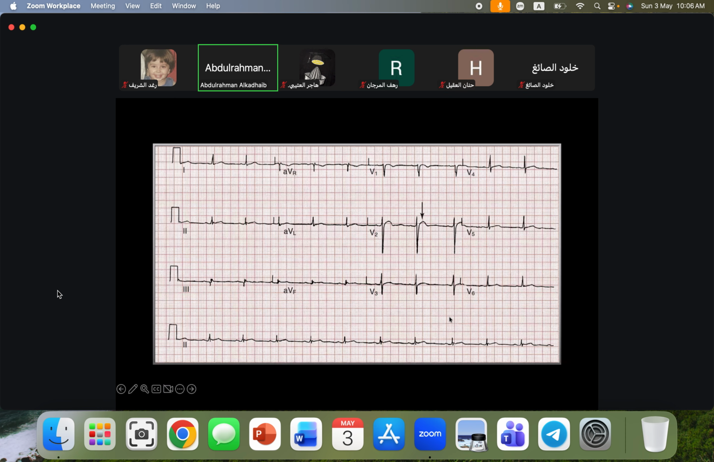So we'll talk more now about the ECG changes or the cardiovascular changes caused by hypercalcemia. There is an arrow here pointing to the abnormality. Can any one of you guess the finding in this ECG?